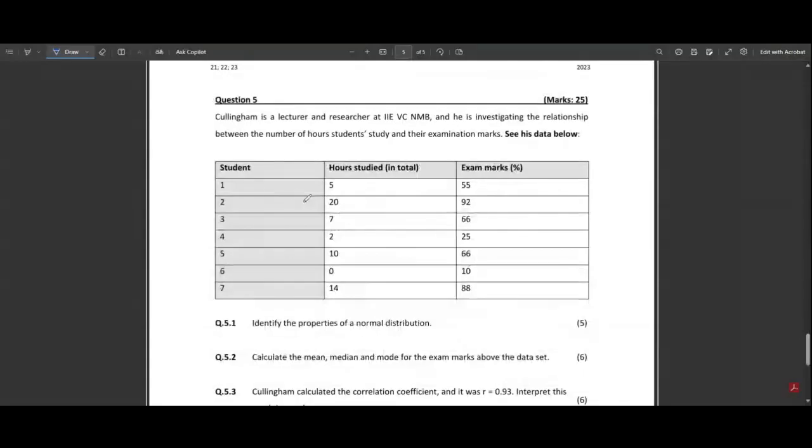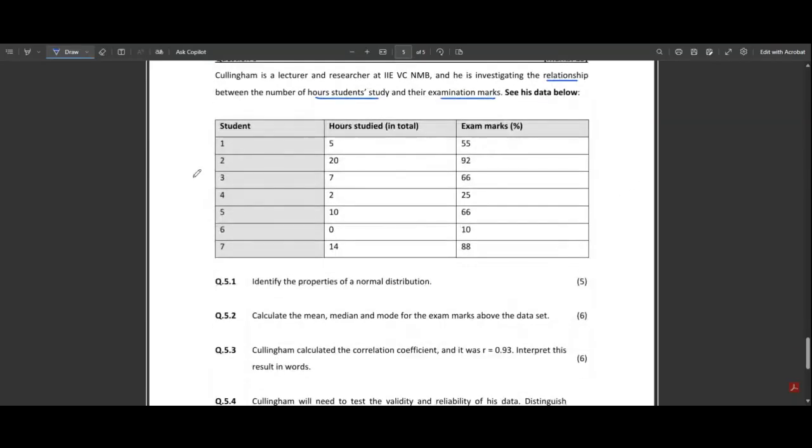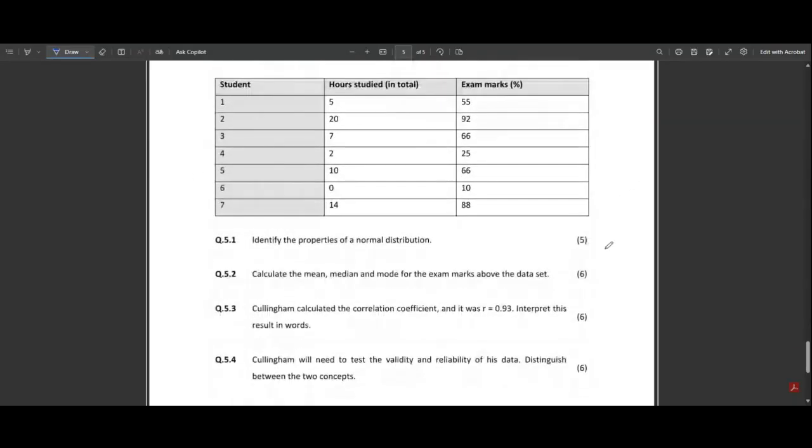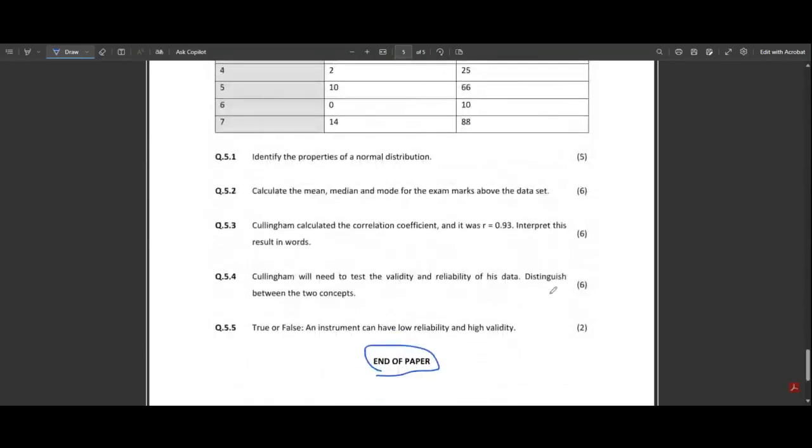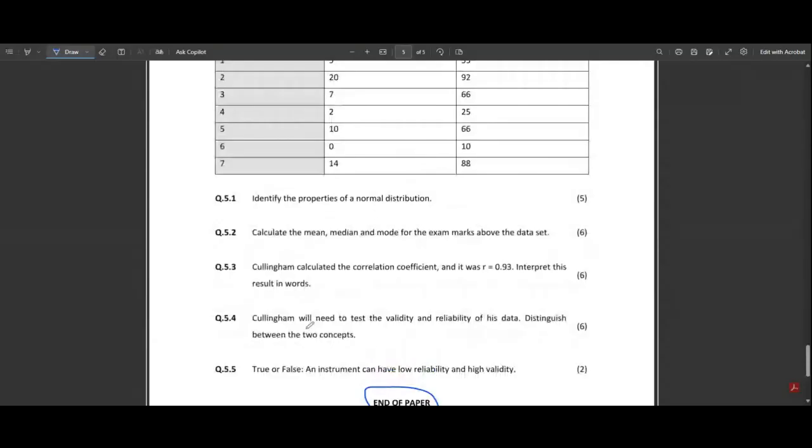Okay, and then this last question. They gave you here Cunningham, who is a lecturer and researcher at IEVC NMB, and he is investigating the relationship between the number of hours students study and their exam marks. You're given a table, and they ask you to do various things here, which are mostly theory-based. The only other calculations you had to do in this question was just these descriptive things, so the mean, median, and mode.